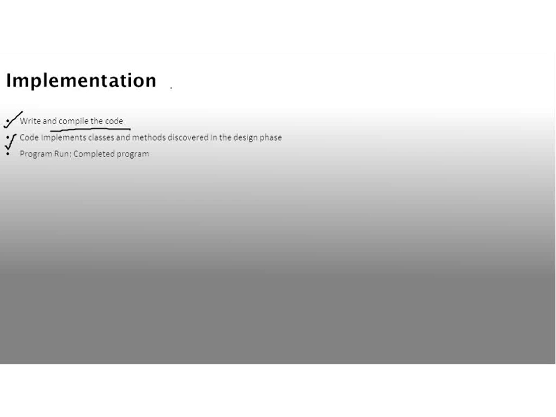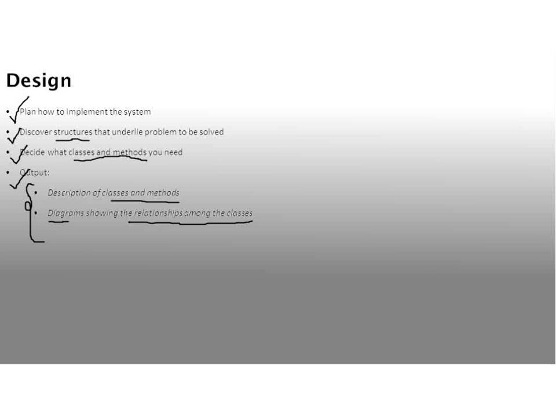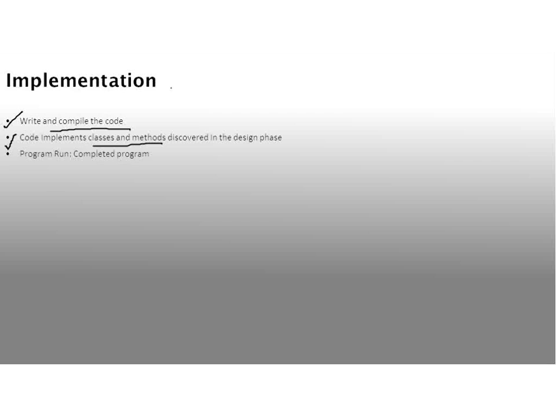And next, this code will implement the classes and methods. These classes and methods you have already identified in the design phase. So as you can see here, you have decided the classes and methods, and now they will be implemented during the implementation phase. Finally, the output of this phase will be a completed program, which you can compile and run.